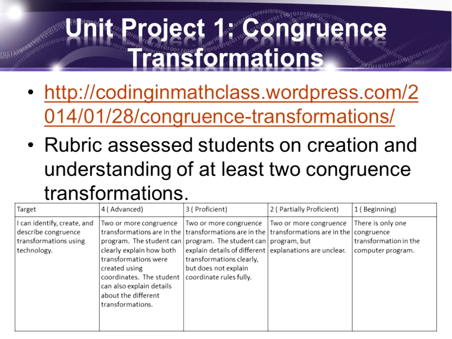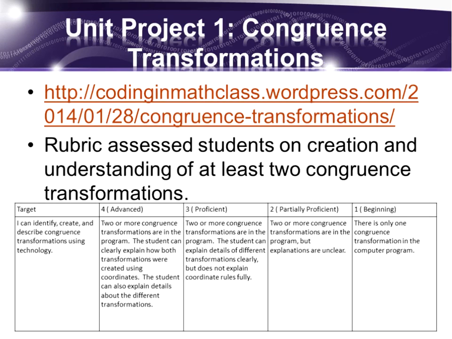Since my standards said that students had to be able to identify, verify, and create congruence transformations of rotations, translations, and reflections, that was basically what I was assessing them on. I needed them to be able to identify them. I needed them to tell me the properties of the congruence transformations, and I needed them to be able to tell me how they worked. If they could also explain the coordinate rules that they used to make the transformations, I considered that advanced, and I would give them a 4 on the rubric.